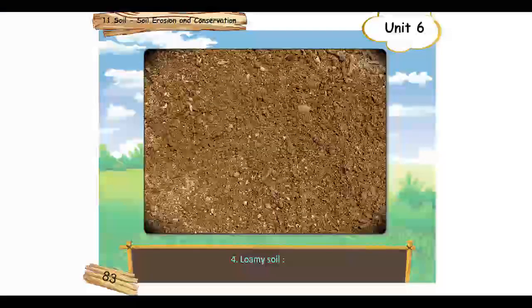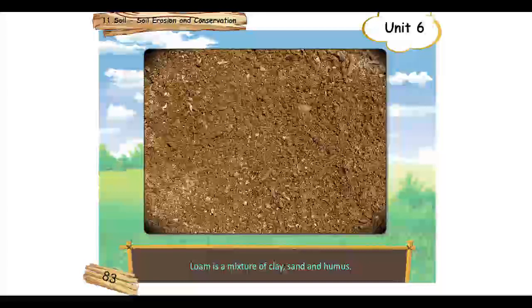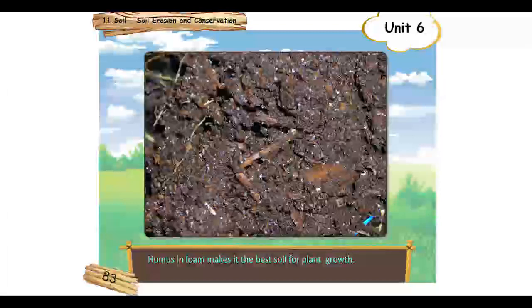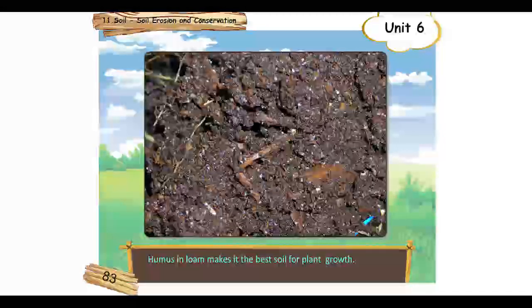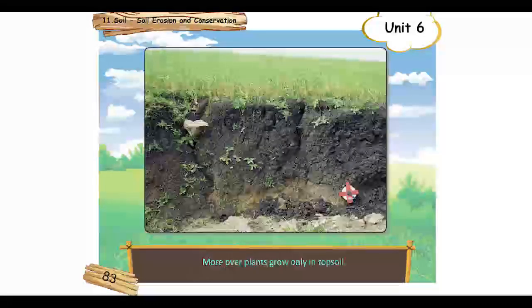4. Loamy soil. Loam is a mixture of clay, sand and humus. Humus in loam makes it the best soil for plant growth. Most plants grow well in loam. Moreover, plants grow only in topsoil.